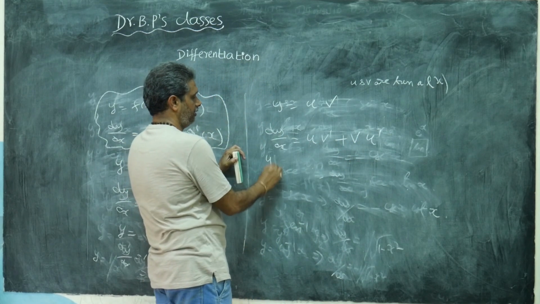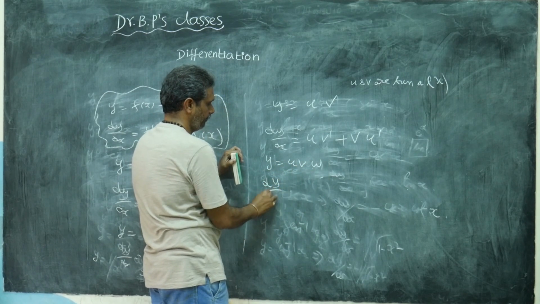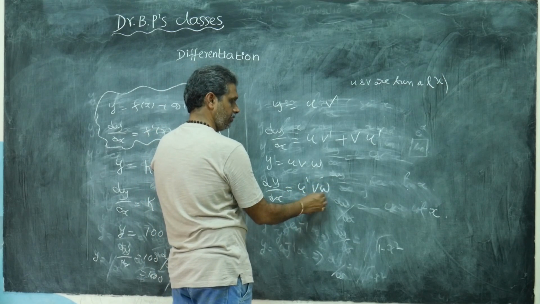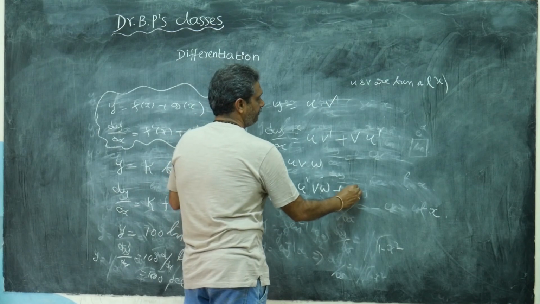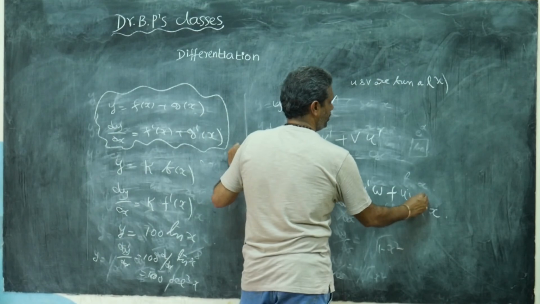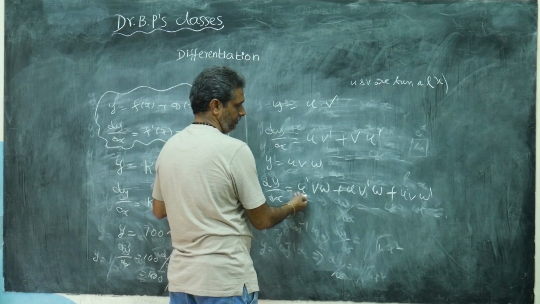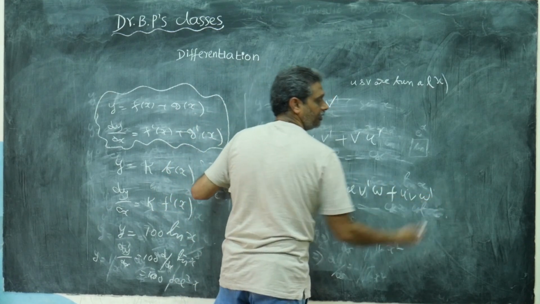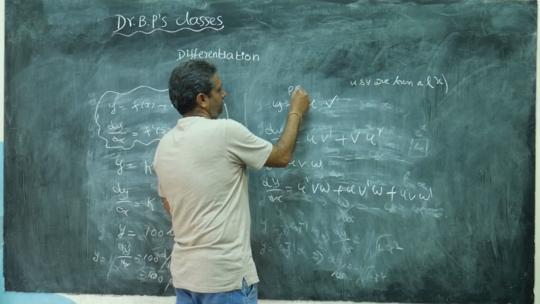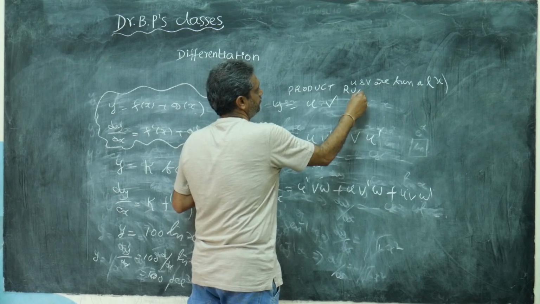Suppose three functions are there. Y is equal to u, v, w. Then what will you do? Start: one function you can differentiate, leave the remaining two, so u dash v w. Then the second function you differentiate: u v dash w. Then the third function you differentiate: u v w dash. Suppose if we have four functions also, what will you do? One function, then second, third, fourth function, with plus between them. This is called the product rule.